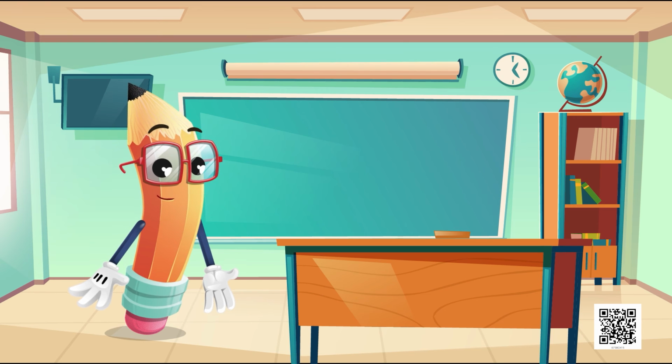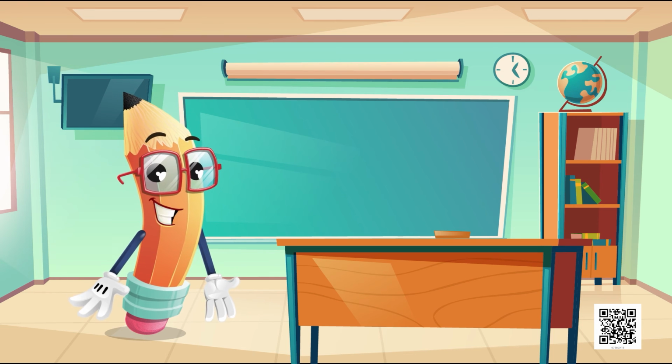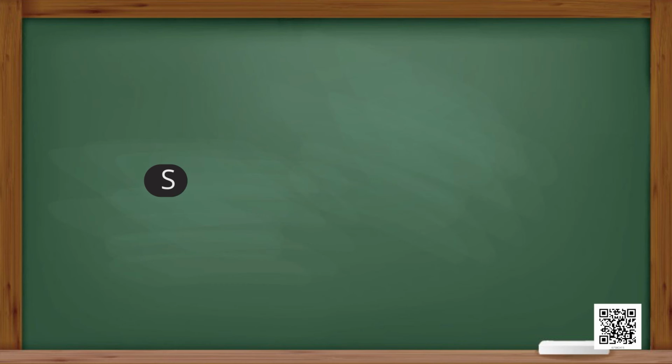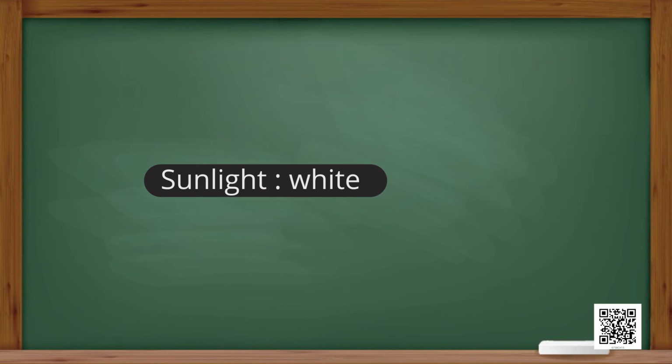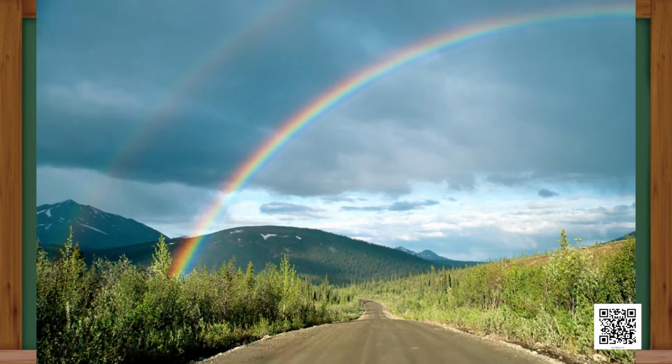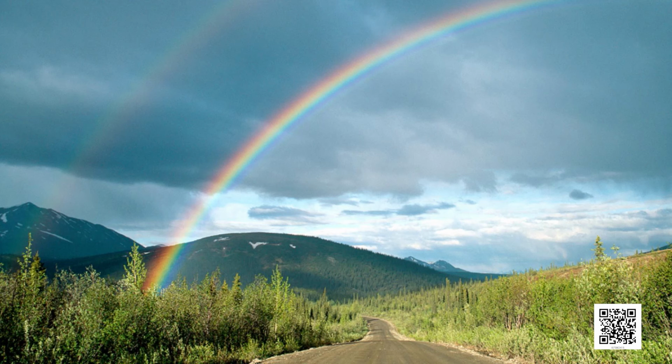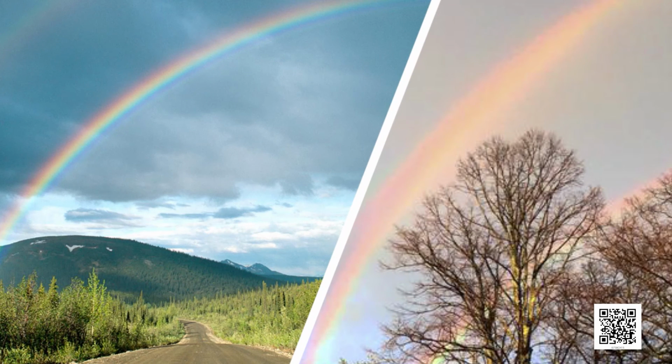Dear children, now let us discuss the topic sunlight, white or colored. You must have seen rainbow in the sky. It appears usually after the rain when the sun is low. The rainbow has 7 colors. These are red, orange, yellow, green, blue, indigo and violet.